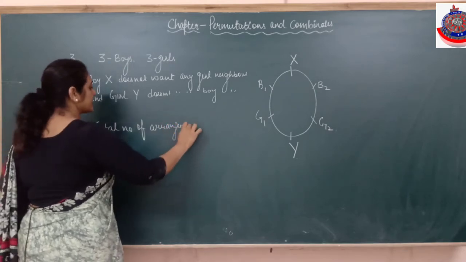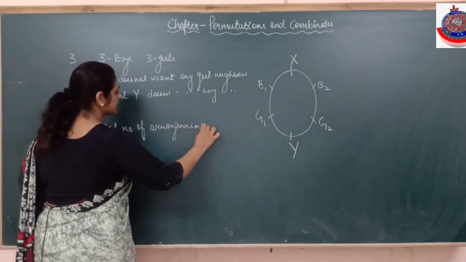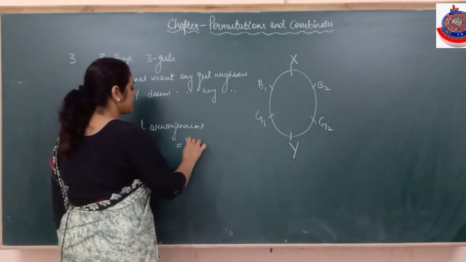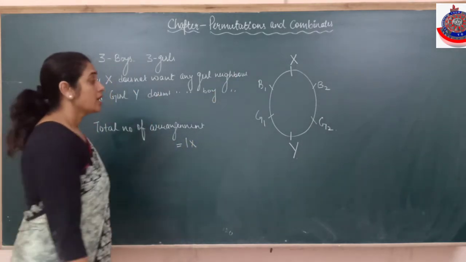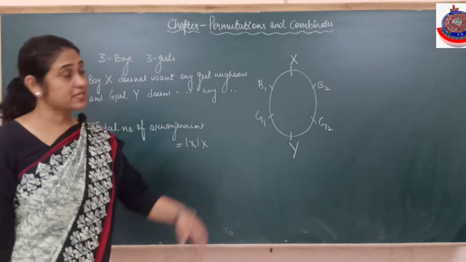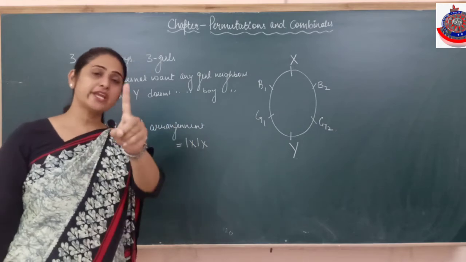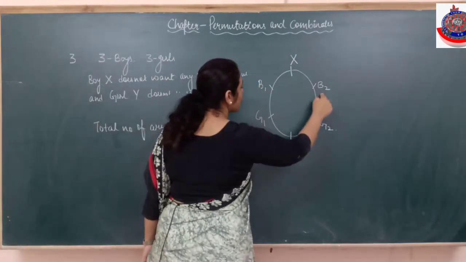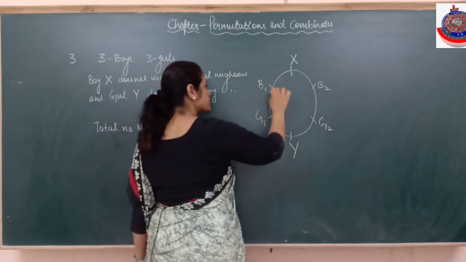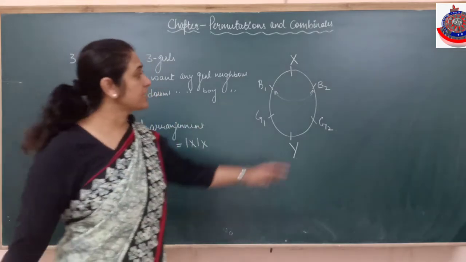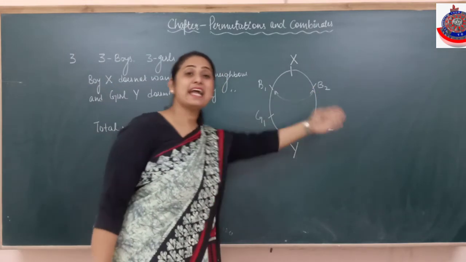Now let us write everyone's arrangement one by one, otherwise we can directly write, but I'll write everyone's. Boy X is arranged, so boy X can be arranged in one way. Girl Y can be arranged in one way, because we have fixed their seats, that you will sit there and you will sit there, so there is only one way to arrange them. But now boy 1 and boy 2 have an option. They can switch. Boy 1 can go there, boy 2 can come this side.